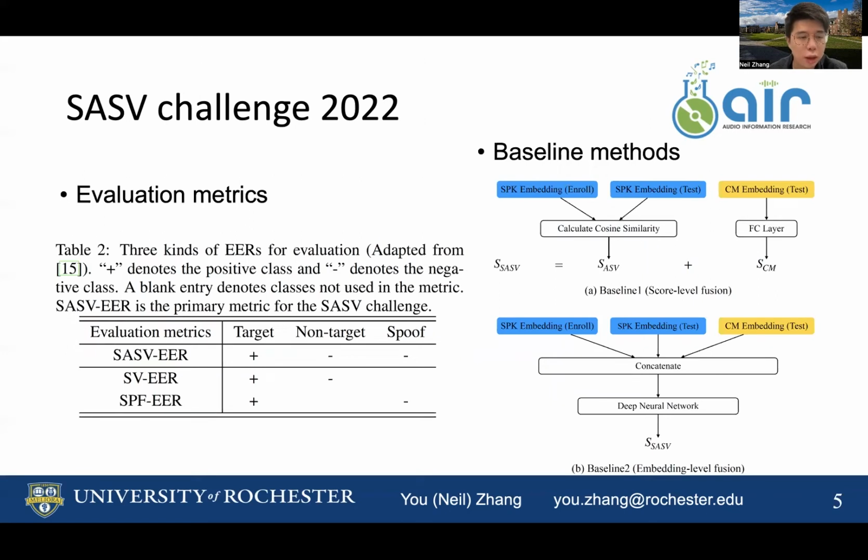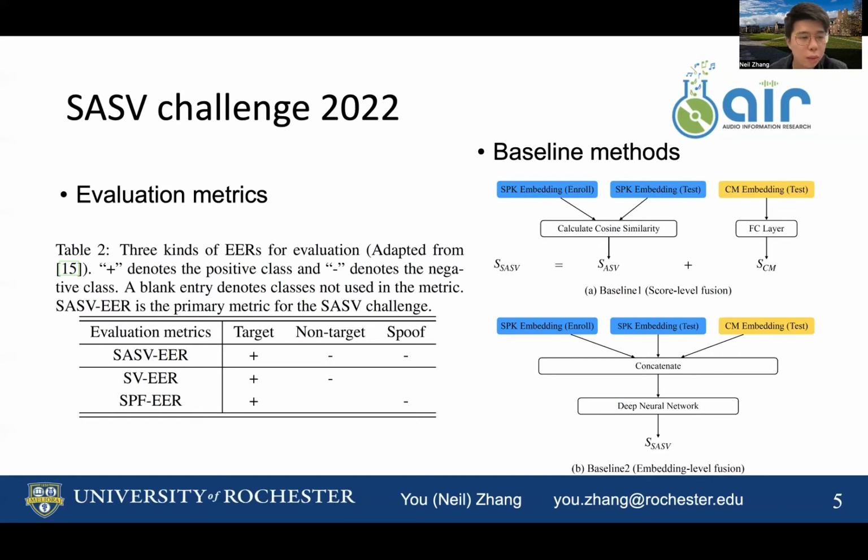For each test utterance, it belongs to either the target, non-target, or spoof class. The target class means the utterance is from the target person. Non-target means the utterance is not from the target person, and both target and non-target classes come from bona fide speech. The spoof class means the utterance is from spoofing attacks.